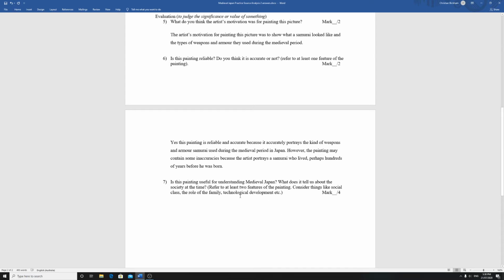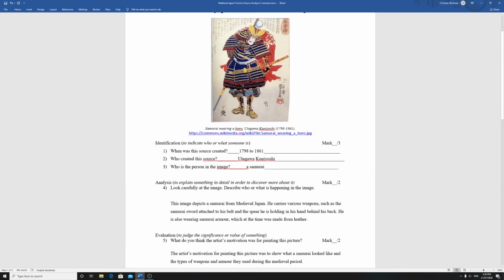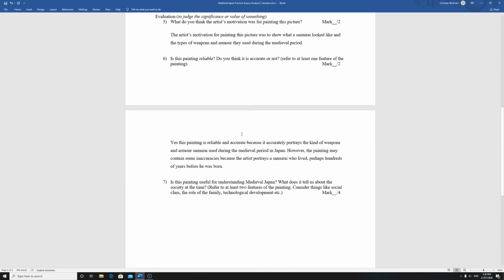I don't need to refer to all of them, but I do need to refer to at least two features of the painting. So I could talk about the way he looked, the weapons he carried, his shoes, whatever, okay? But I need to use that as evidence to support whatever my viewpoint is going to be. So the first question asks, is this painting useful for understanding medieval Japan? So I have to have a contention and state whether I believe it is useful for understanding medieval Japan, or it's not useful for understanding medieval Japan, or I can say it is partially useful.